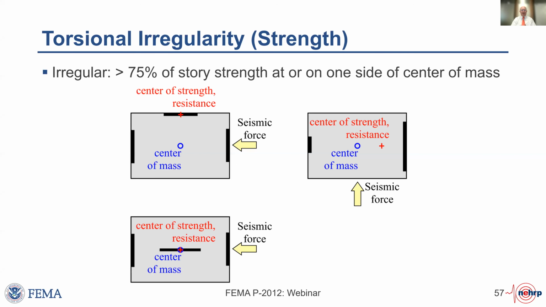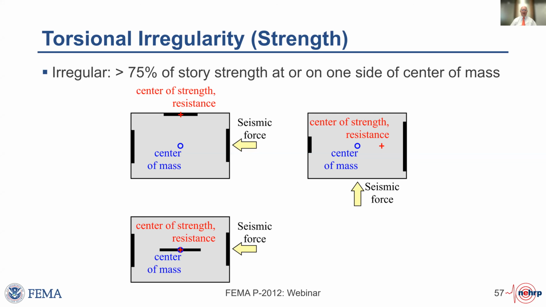We're not going to have a detailed example here. The idea is if more than 75% of the strength in one direction is at or on one side of the center of mass, there's a twisting potential when the system performs inelastically. So you see that in all of these cases. The top left case, it's a U-shaped system. All of the resistance is on one side of the building for the left-right direction. And so we would expect that we could get some twisting if we get yielding.